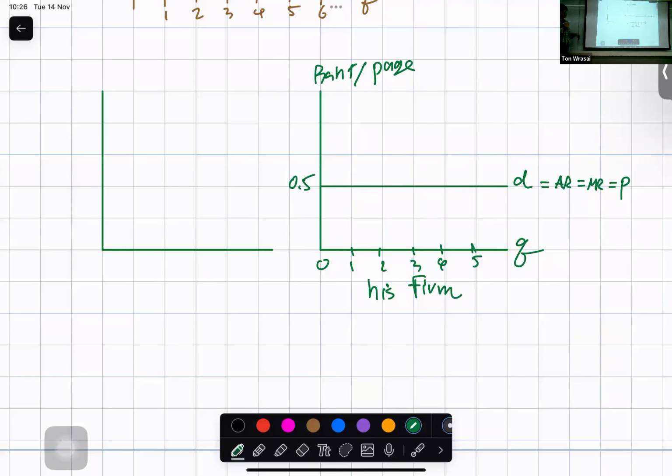Okay. We just reproduce the demand curve that this firm is facing, a horizontal curve. And you may wonder, where does this price come from? It comes from the market. The left-hand side is a picture of the market.